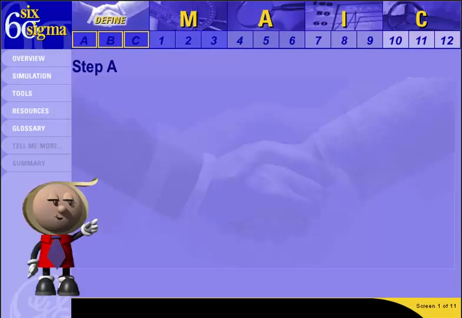Did you do okay in Define? I hope so, because you're about to take the phase quiz. Just in case, I'll give you a brief review before asking you some questions. The Define phase has 3 steps.